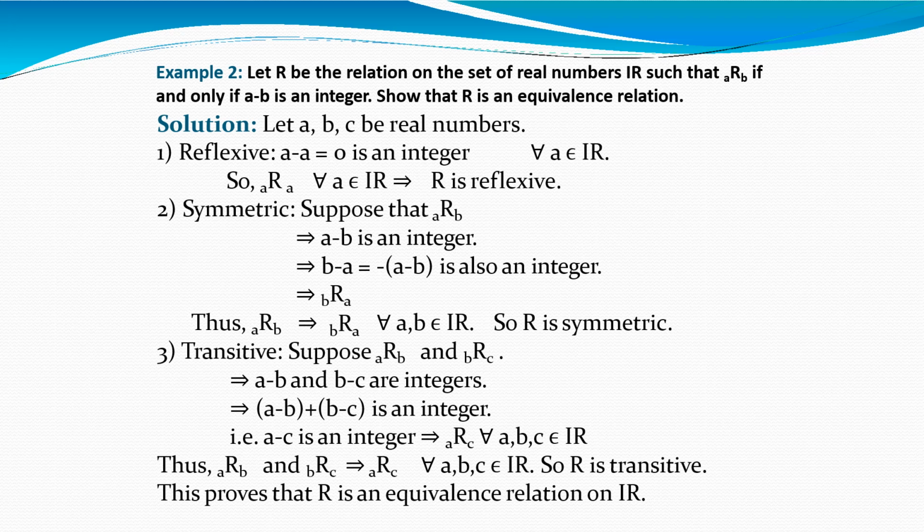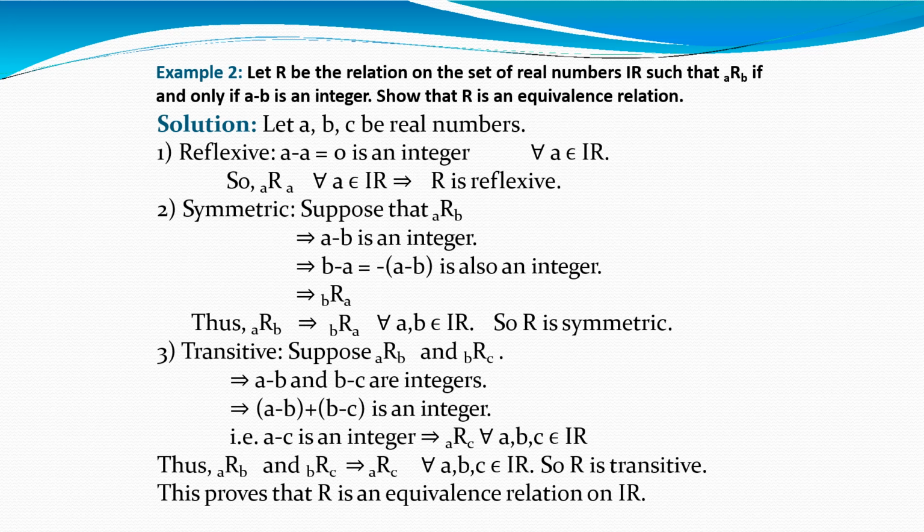Now one more example. Let R be the relation on the set of real numbers such that A R B if and only if A minus B is an integer. Show that R is an equivalence relation. Now again we have to show that R is reflexive, symmetric and transitive.